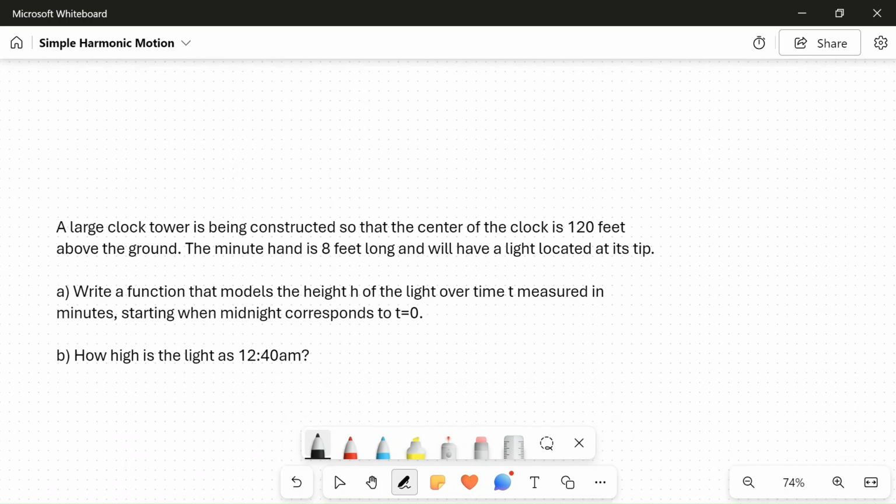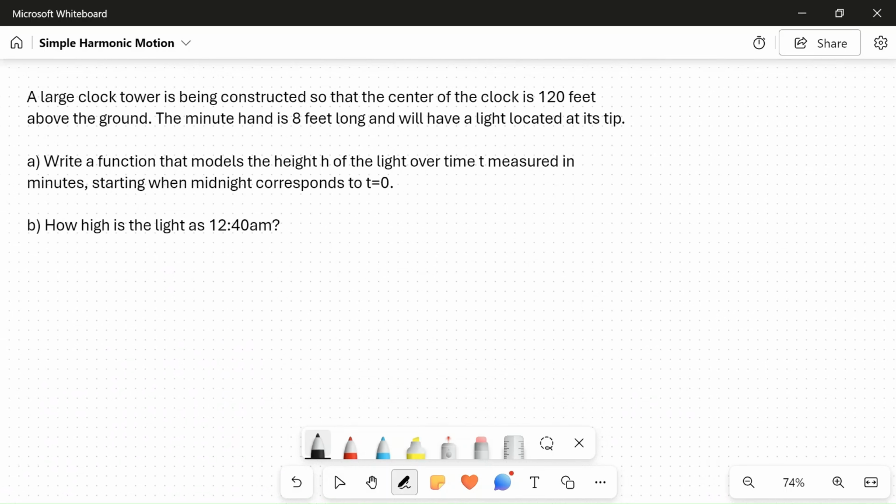All right, let's do one more here. Say we have a large clock tower that's being constructed so that the center of the clock is 120 feet above ground. The minute hand is supposed to be 8 feet long, and it's going to have a light located at the tip of that minute hand. We want to write a function that models the height of the light over time t measured in minutes, and we're going to start when midnight corresponds to t equals 0.